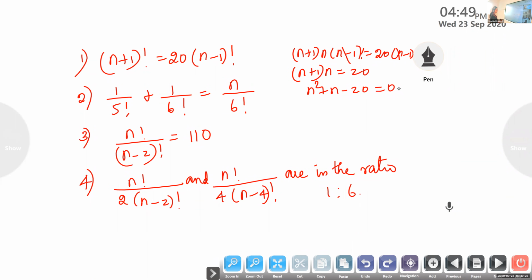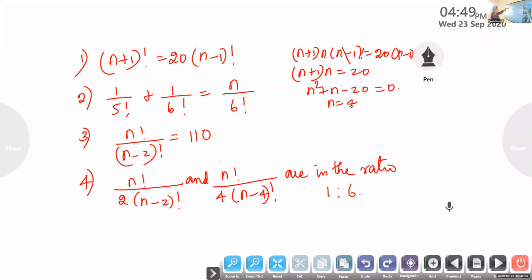Now, Aryan, can you give the answer? You are getting the quadratic equation, isn't it? You can solve it, and what's the value of n? Ma'am, I got n as 4. Is it correct, Nandana? Yes, n is 4. Others, is it clear, children?